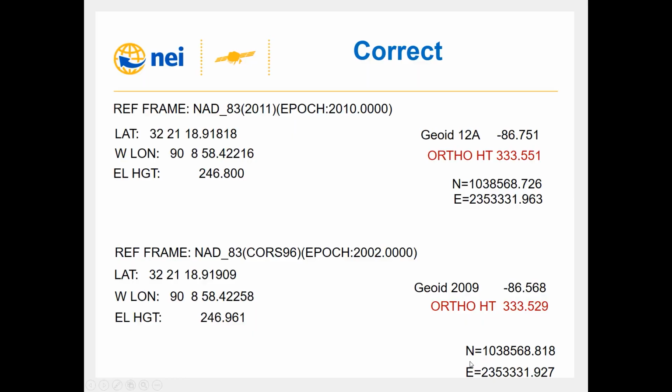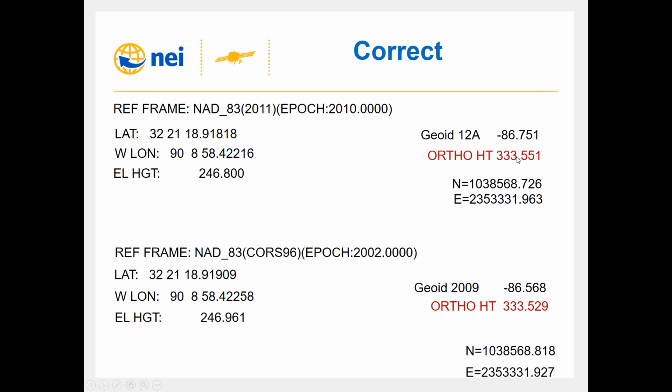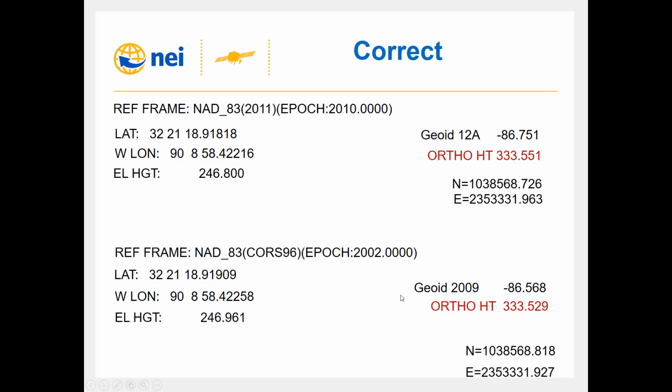So what I wanted to show you was, this is NAD 83 2011, and this is what was pulled off the data sheet from OPUS. So my orthometric height is 333.551. Remember that, because NAD 83 CORS96, okay, Geoid 09. Now this one up here, this one was 12A. That's how long ago I put this together. So that's what it gave me. There's Geoid 2009, and here's my orthometric height.